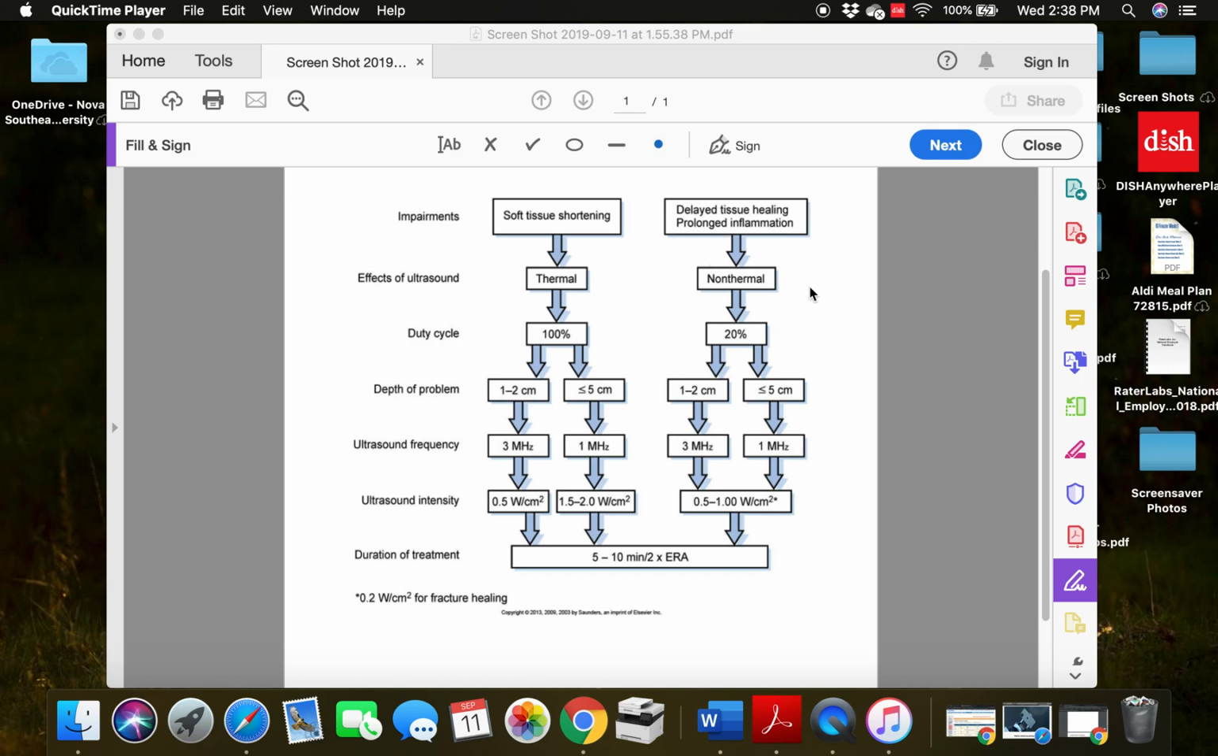If we want a non-thermal effect, 20% of that time of your treatment time, you're going to have activity coming out of the ultrasound head. This is going to keep us at non-thermal. So let's say we've decided duty cycle.